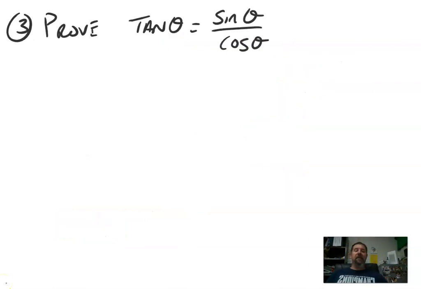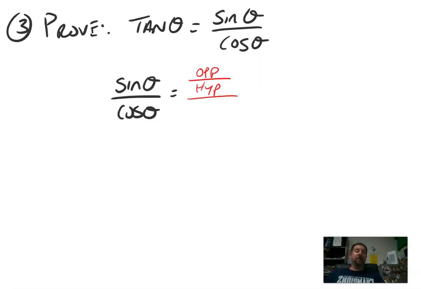Okay, next, this is one of my favorite parts of trig pre-calc, proofs. We want to prove that tan theta is going to equal sine theta over cosine theta. Remember when you do a proof, you want to start with the more complicated side, so I'm going to start on the right-hand side, and go back to our definition of sine and cosine. Sine is opposite over hypotenuse, and cosine is adjacent over hypotenuse. So just rewriting my sine over cosine.